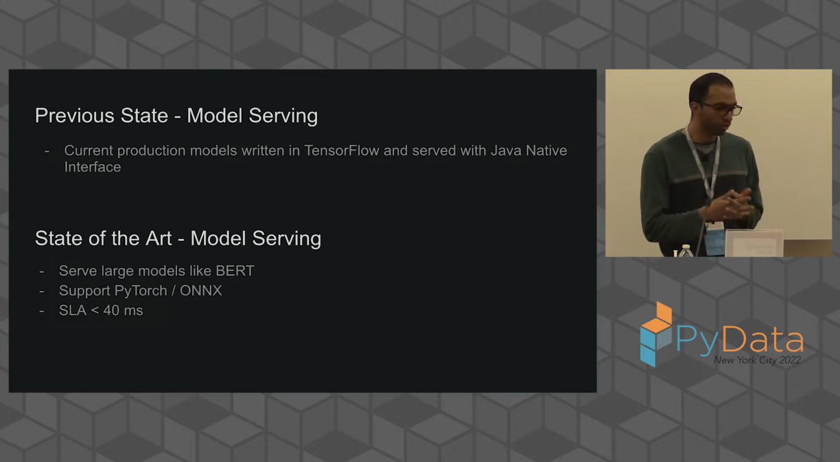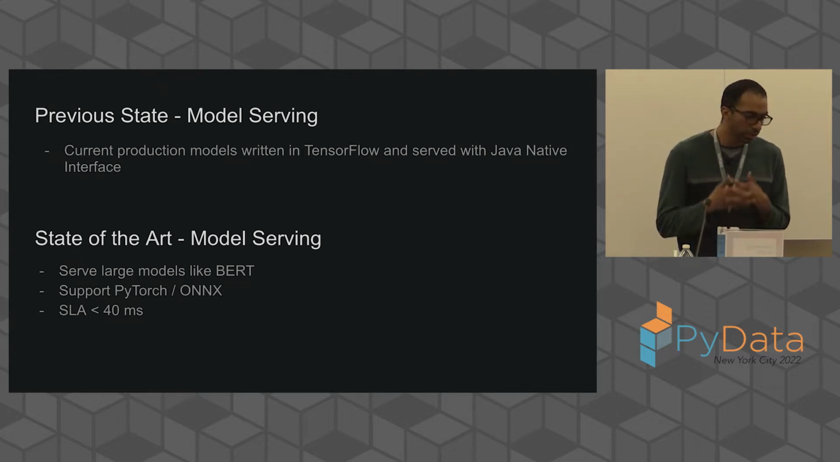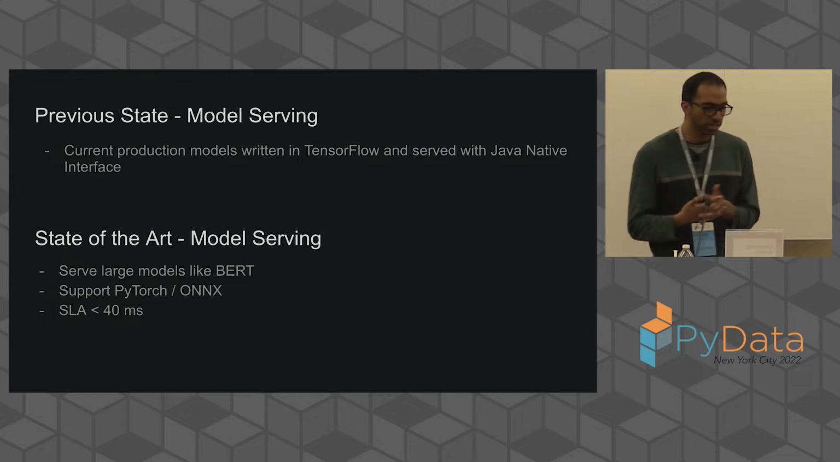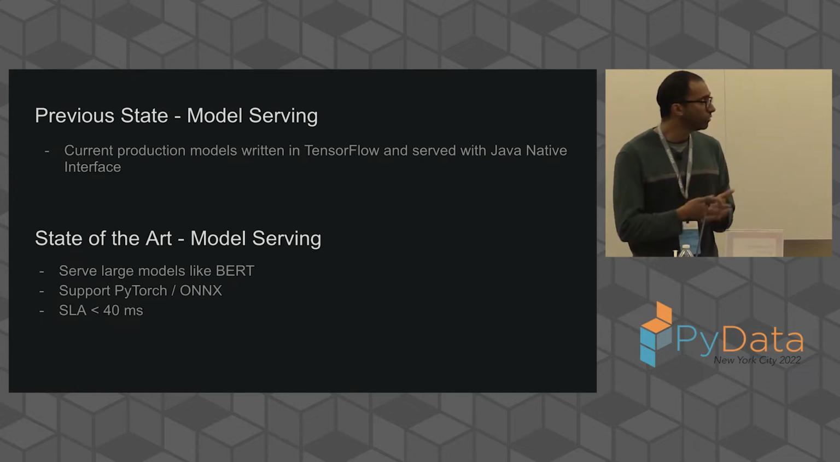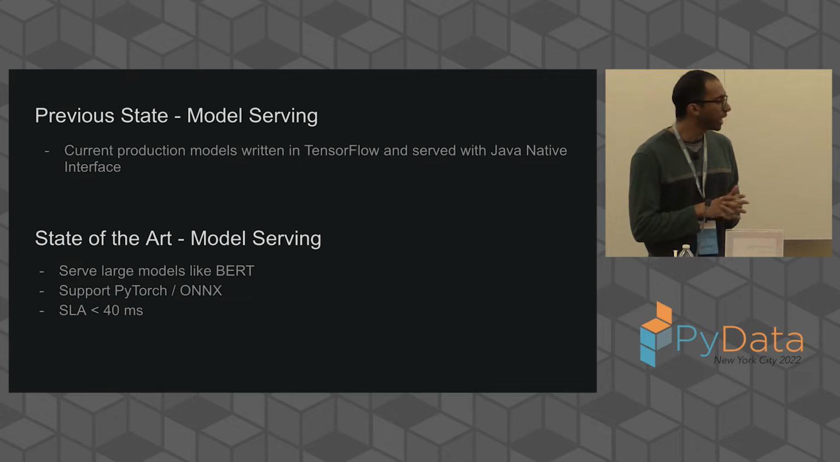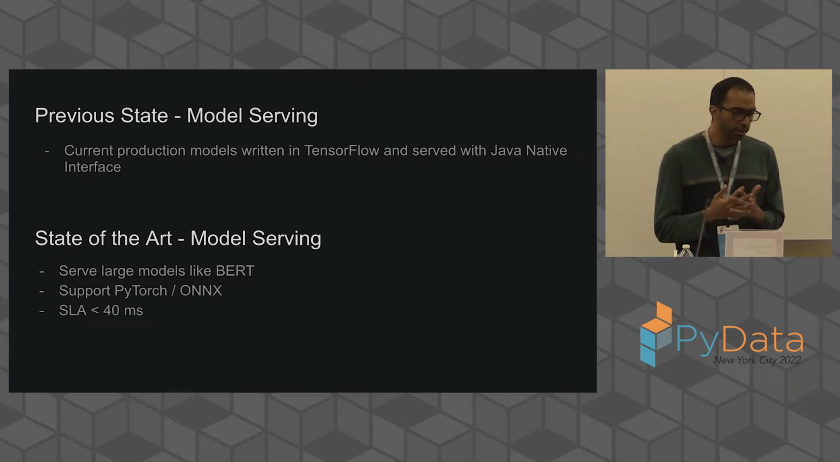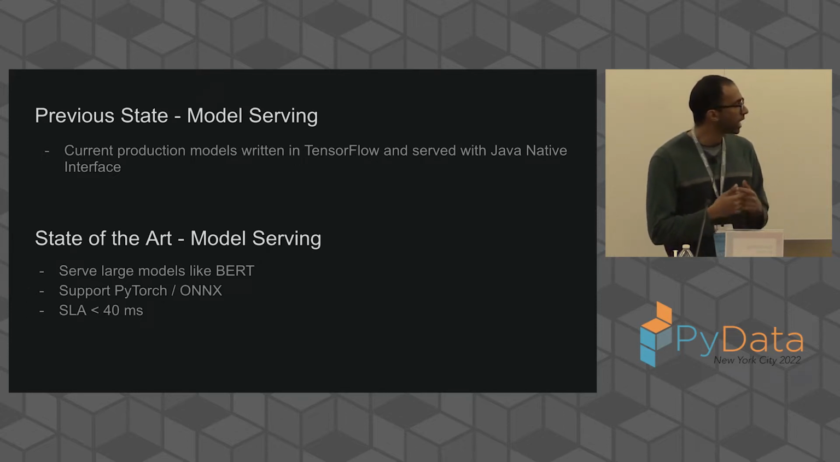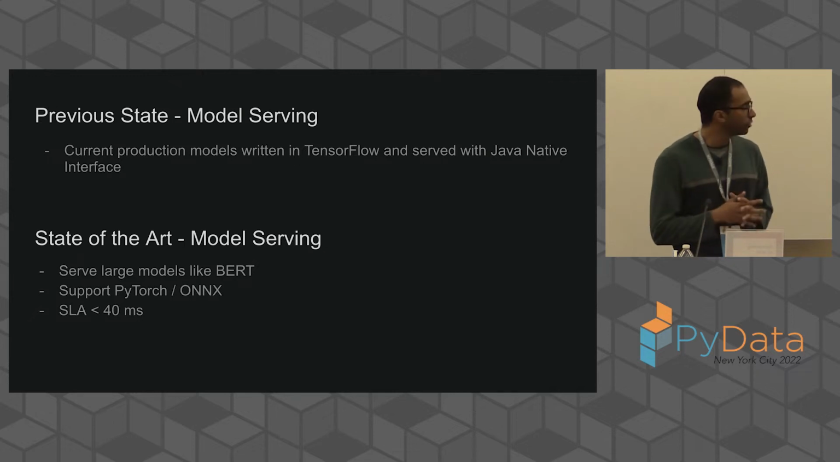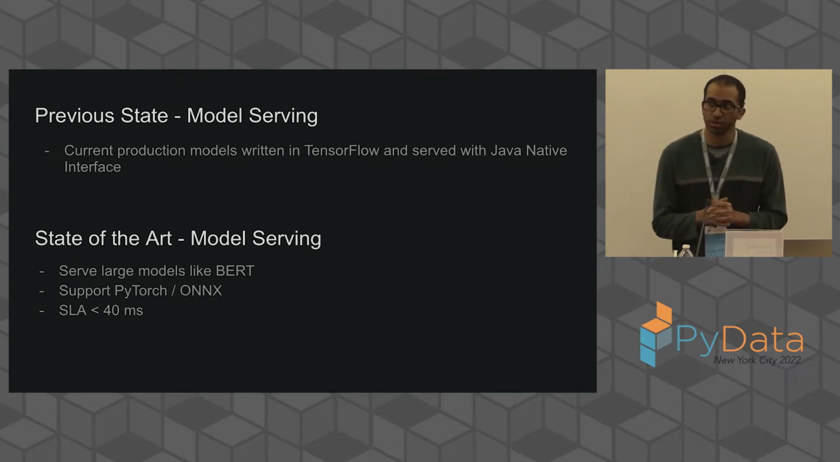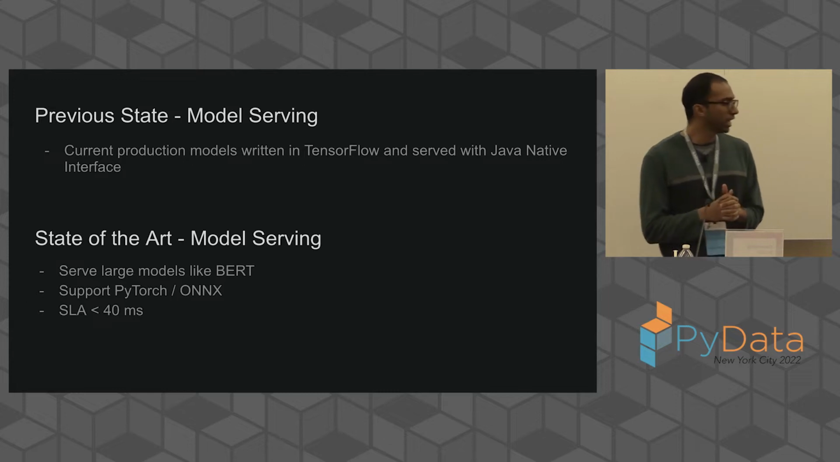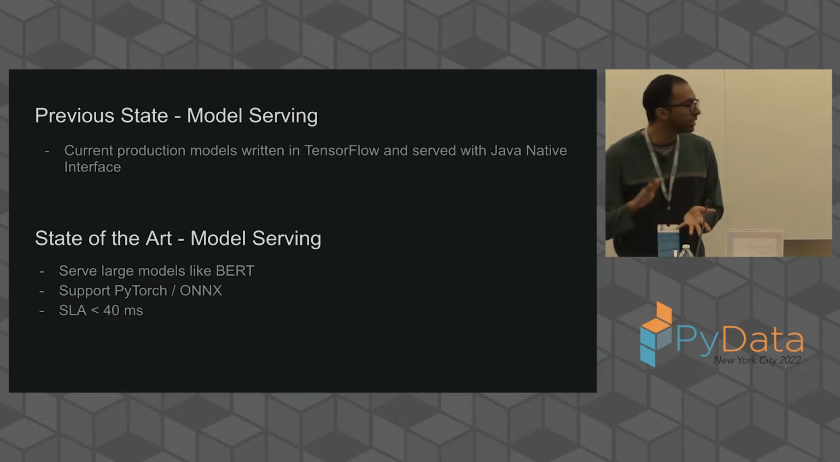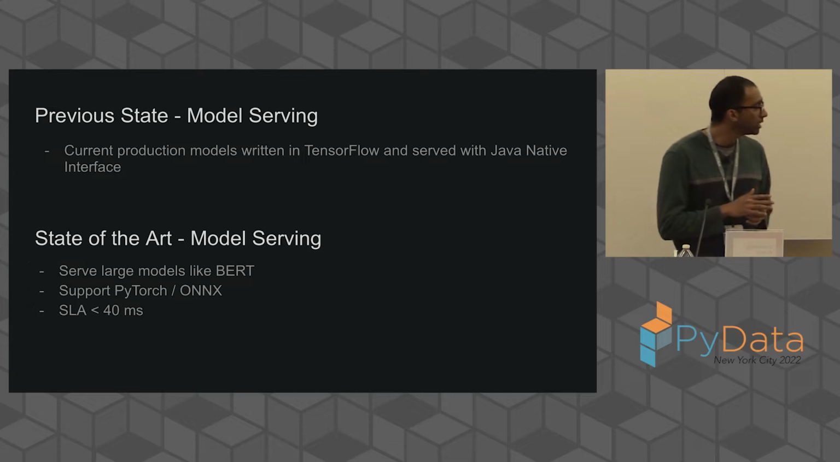Just like everyone, we saw the benefit of large transformer models like BERT, so we wanted to start seeing how we can use that to enrich the different layers in the search stack. We wanted to build something that supported PyTorch and ONNX as a general framework for supporting any future models. And since this is serving the model in production, we wanted a peak SLA of 40 milliseconds, but ideally under 15 would be really great.